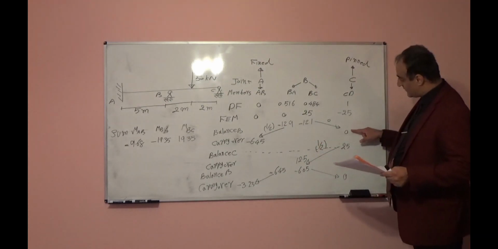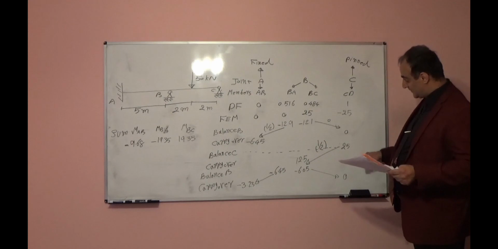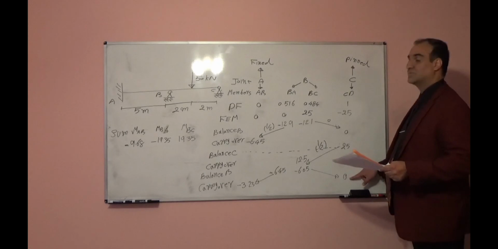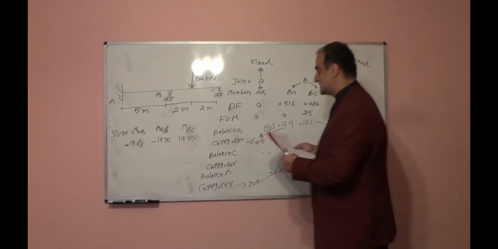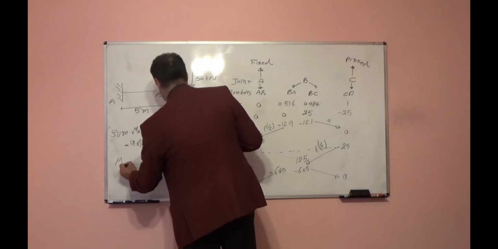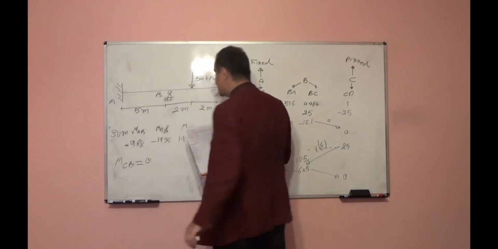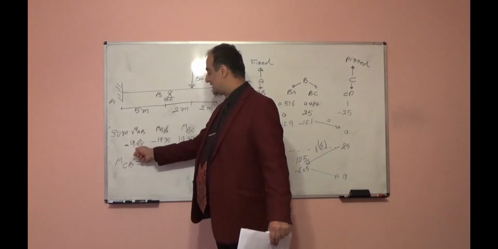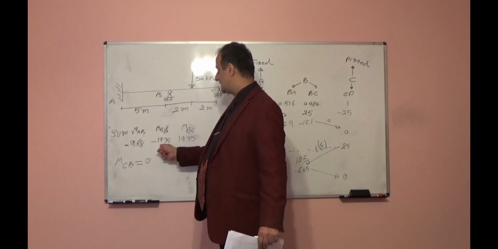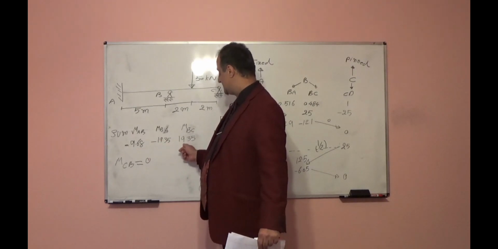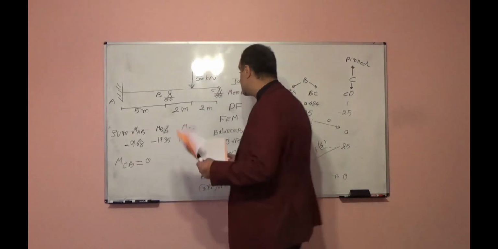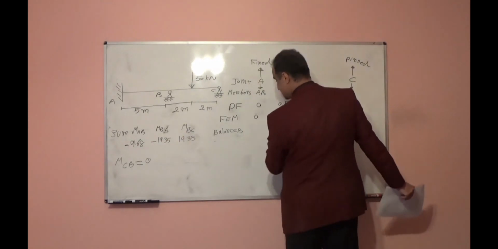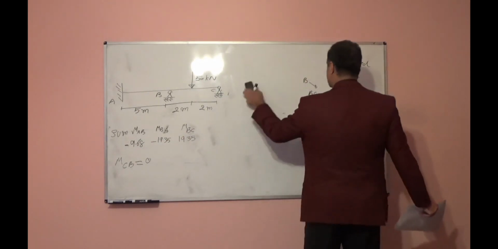Negative 25 plus 25, this is 0. So negative 25 plus 0 plus 25 plus 0, they will cancel, and the result is 0. So MCB will be equal to 0, and it is right because this is a hinge and should be 0. So MAB negative 9.68, BA negative 19.35, BC 19.35, CB is 0. Now negative moment means clockwise, positive here means counterclockwise.